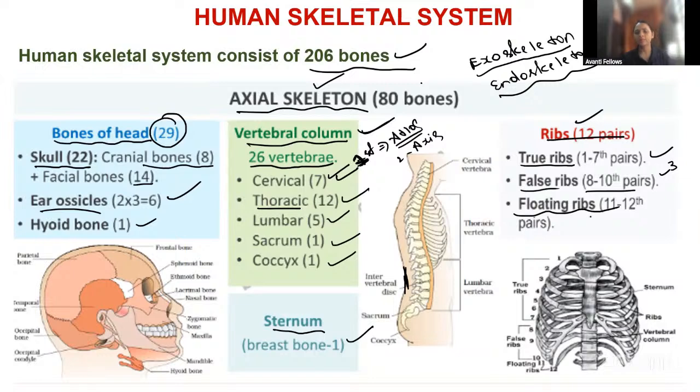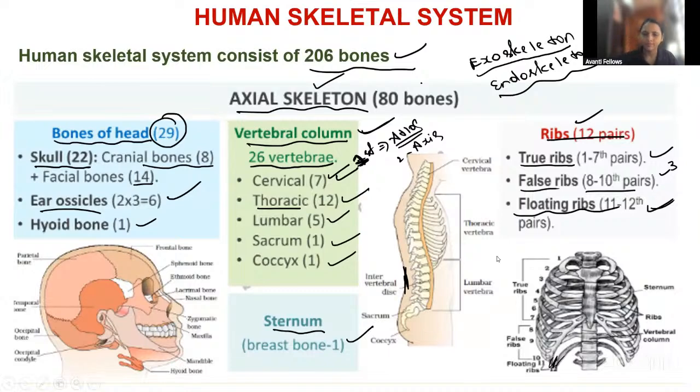And the floating ribs are not attached to the sternum on the ventral side, whereas on the dorsal side they are attached to the vertebrae. So where it is free, it is called floating ribs. So the 11th and 12th are called floating ribs. Here in the diagram you can see. On the ventral side they are attached to the sternum, and on the dorsal side attached to the vertebrae.